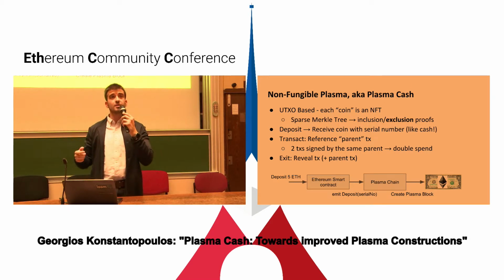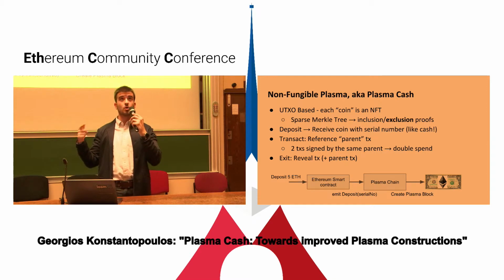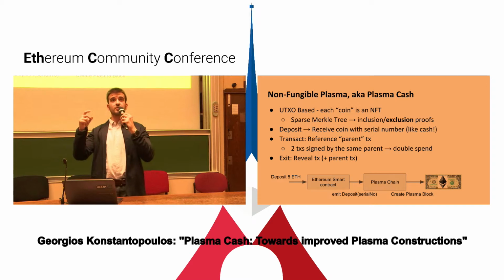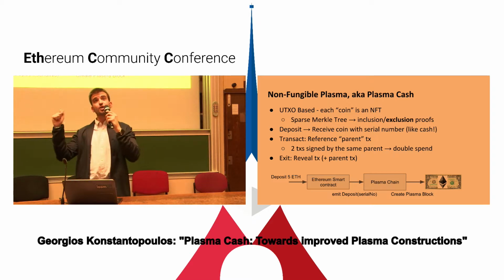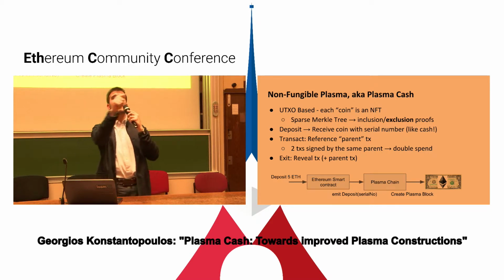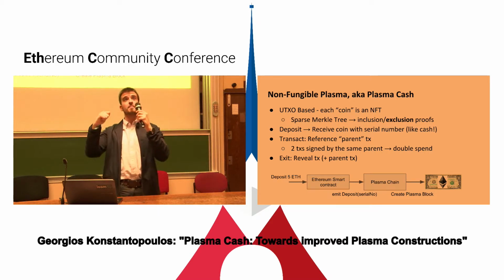So what you do is that you have a UTXO-based model. We're taking some lessons from Bitcoin here. We have one input, one output UTXOs. So the transactions are non-fungible. If I have 5 Ether, just like cash, I can only pass around 5 Ether. I cannot break it in half. I cannot tear the bill apart.